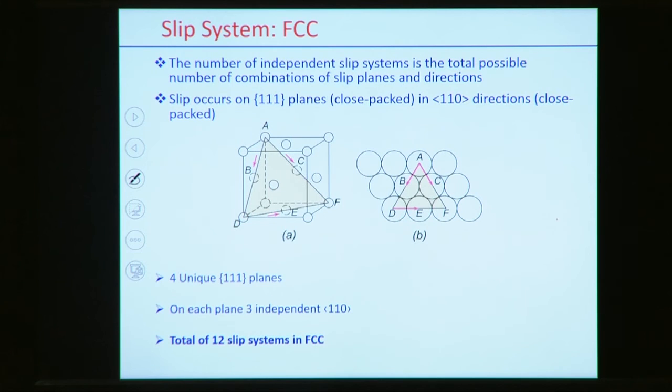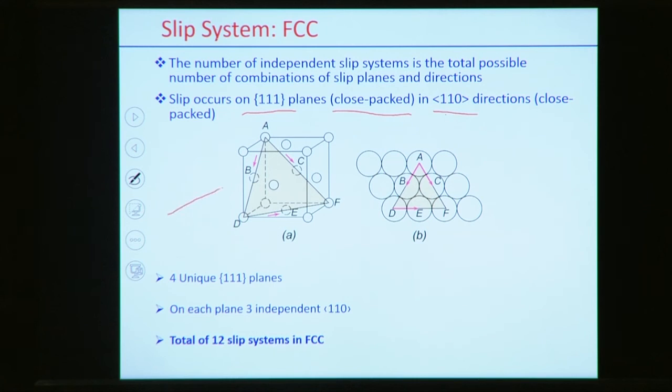Now if you look into the slip system in the case of FCC structure, the number of independent slip systems is the total possible number of combinations of slip planes and directions. In FCC structure, slip occurs on the 111 plane, which is the close pack plane in this case, and on that close pack plane, the 110 direction, which is the close pack direction.